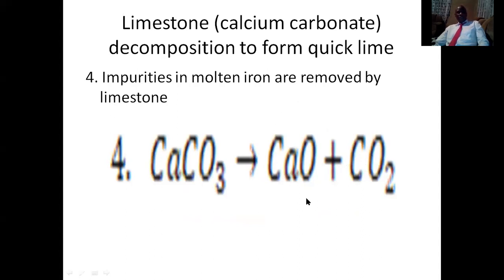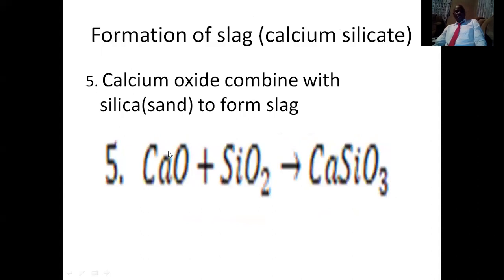This raw material which has been produced, calcium oxide, is used to remove impurities such as sand. Sand will react with the calcium oxide which was produced during the decomposition of limestone. It will react with sand, which is known as silicon dioxide or silica, and it will form the slag, which is calcium silicate. So slag is known as calcium silicate, and it means that we will have removed the impurities.